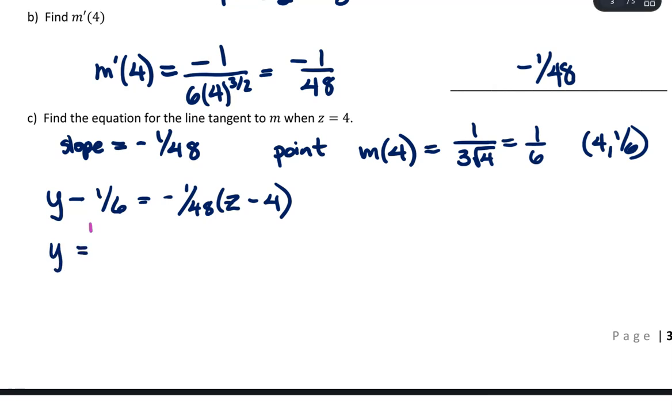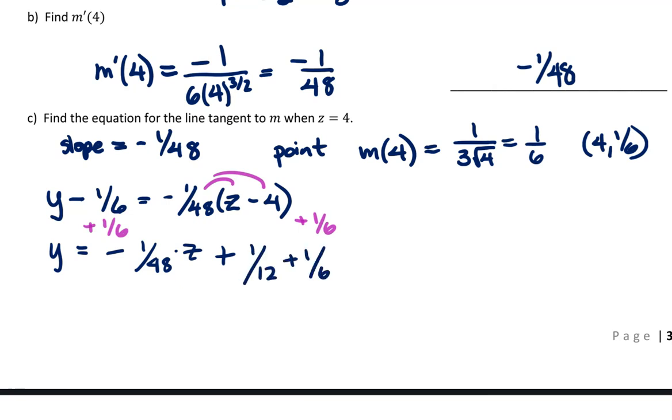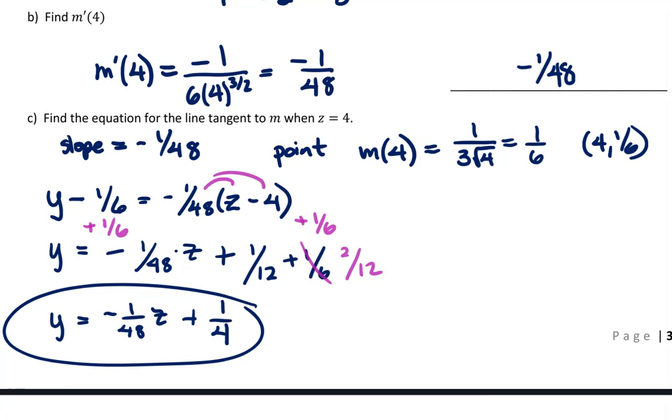Okay, so two things here. One, I'm going to add the 1/6 to both sides. And two, I'm going to distribute. So negative 1 over 48 times z. And this becomes a plus 48 divided by 4 is 12, so 1/12 plus 1/6. 1/6 is 2/12. So we get y equals negative 1/48 z. What do we get? 3/12, which is 1/4. So that is my final answer for the equation for the tangent line.